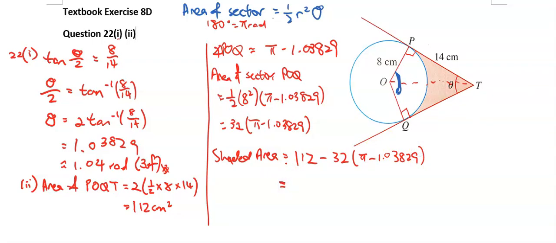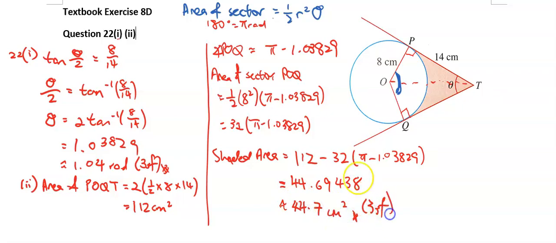You should get 44.694338. So round off to 3SF, 44.7 cm squared is our shaded area here to 3SF.